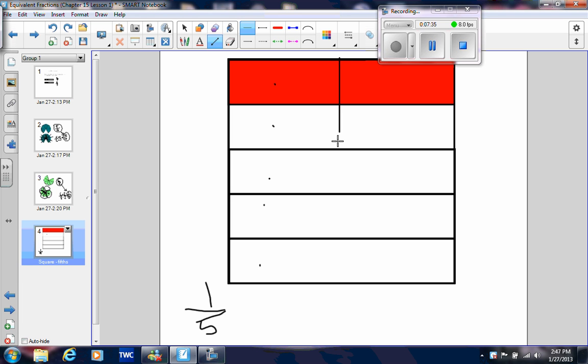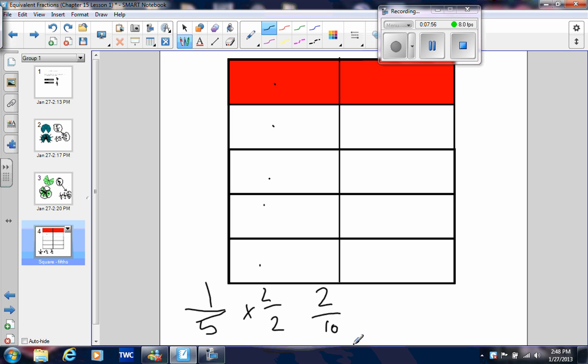So if you did this right here, now you would not have 5 pieces any longer. Now you would actually have 10 pieces. 1, 2, 3, 4, 5, 6, 7, 8, 9, 10. So what I did is just went times 2 over 2, and got 2/10. So that's one equivalent fraction that's possible.